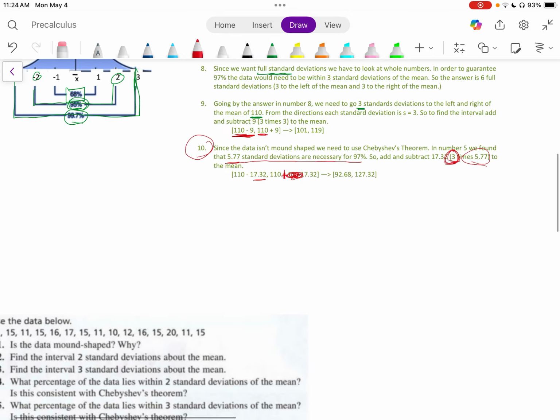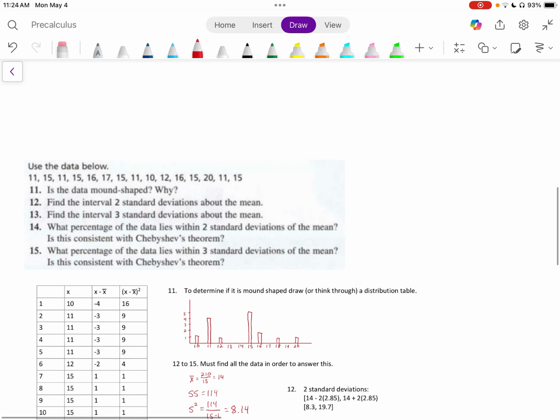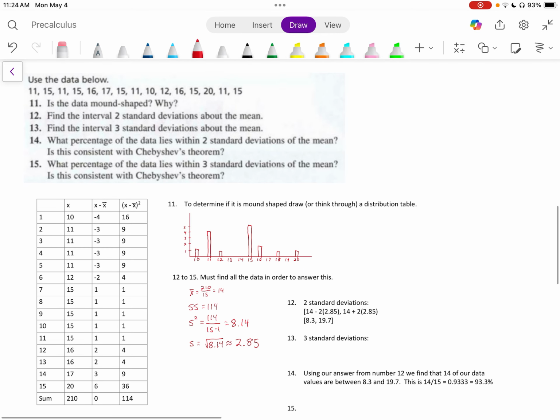All right, the next set of questions use the data below. There are 15 data points there. Number 11, is the data mound shaped? I'm going to come down and try to get everything in here. Well, here I did a distribution table. I know I have this big old table here, but that gives me the order.